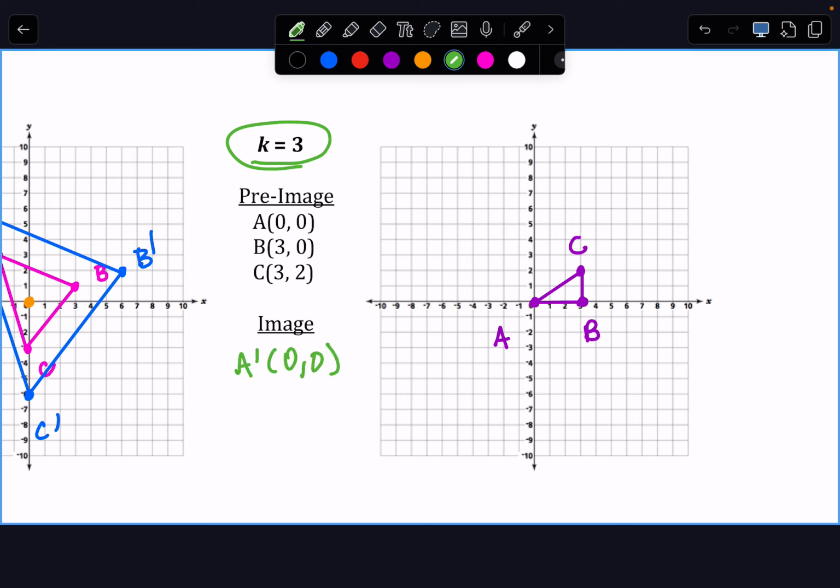It is still 0, 0 because that's the center of our dilation. However, B prime is now going to be at 9, 0, and C prime is now at 9, 6.